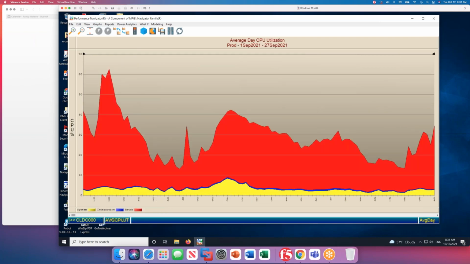So this is an average day. This is a unique function with Performance Navigator. I took data from September the 1st to the 27th, and I'm trying to figure out when that peak happens. Well, it happens at night during the batch cycle, right? And when you're thinking about consolidating workload, you have to think about when things happen, when the peaks happen, and also what time zone.